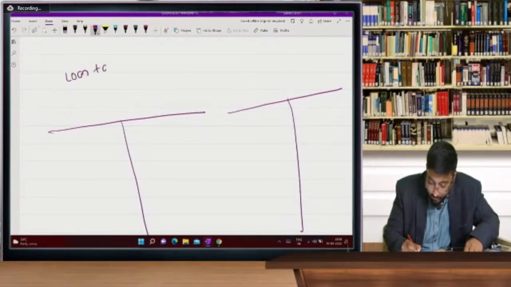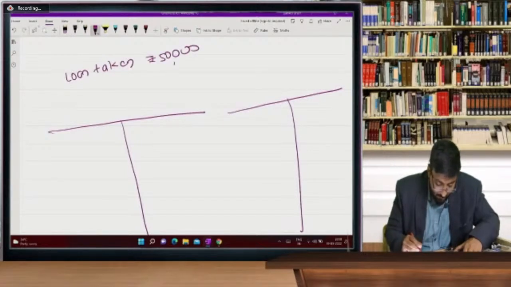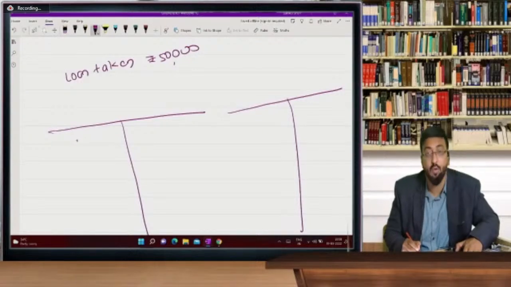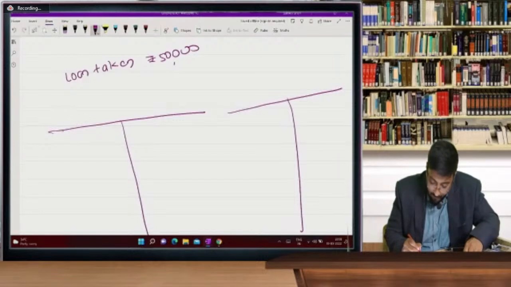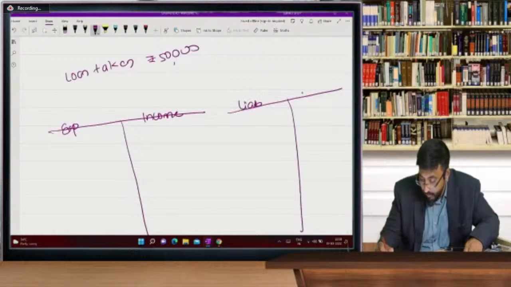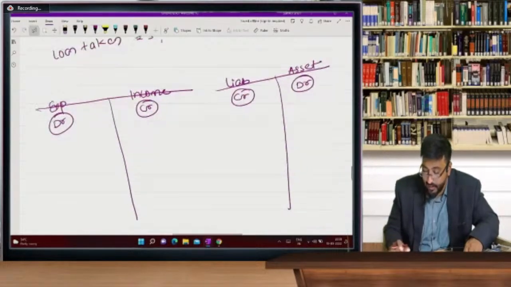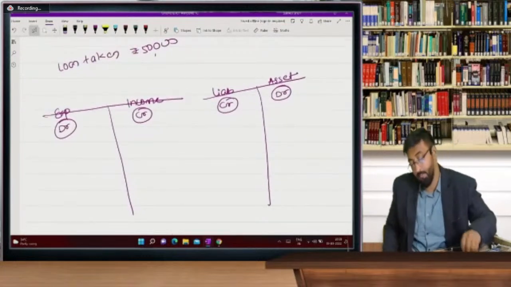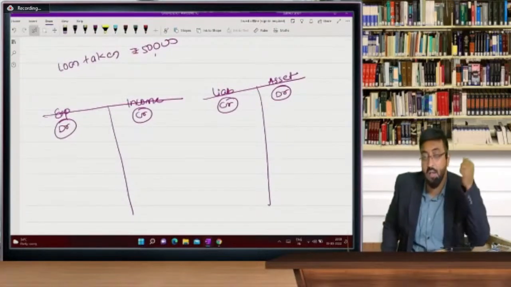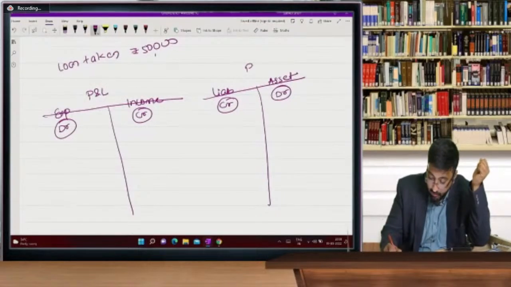Loan taken rupees 50,000. Loan taken 50,000. Expenditure, income, liability, asset, debit, income credit, liability credit, asset debit. Loan taken, whether it will affect your P&L or whether it will affect only your balance sheet.